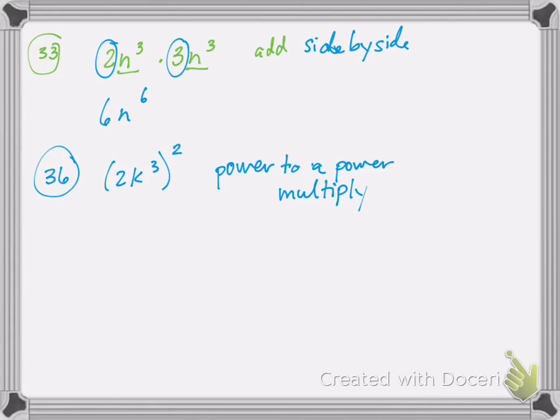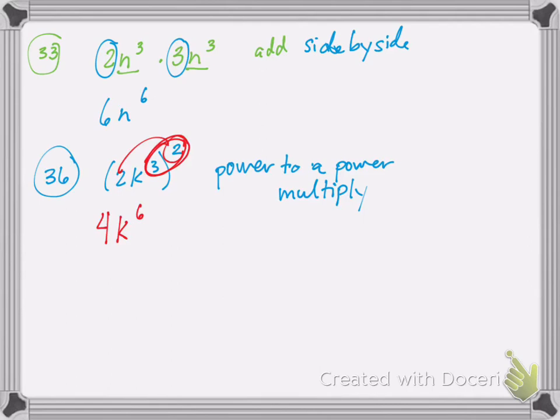So I can write this as 2 squared, and 2 squared is what? 4. So I'm applying this squared to both the 2 and to the k to the 3rd power. So 2 squared is 4. And then I'm now going to multiply these exponents. So 3 times 2 gives me what? 6. So I have 4k to the 6th power. That's called a power to a power. So think, are they side by side? You add. Power to a power, you multiply.